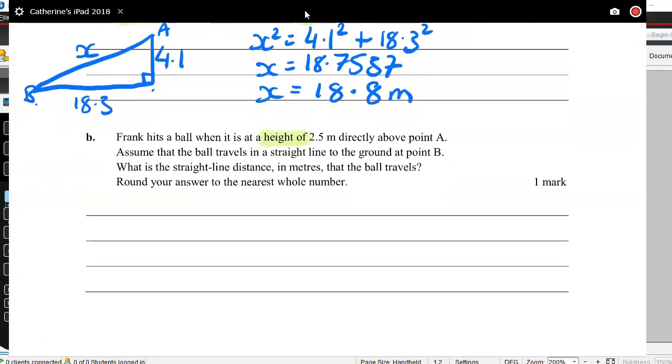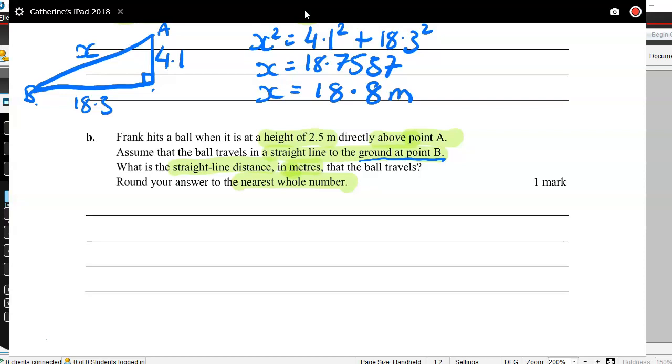Frank hits a ball when it's at a height of 2.5 meters directly above point A. Assume the ball travels in a straight line to the ground at point B. What is the straight line distance in meters that the ball travels? Round your answer to the nearest whole number.